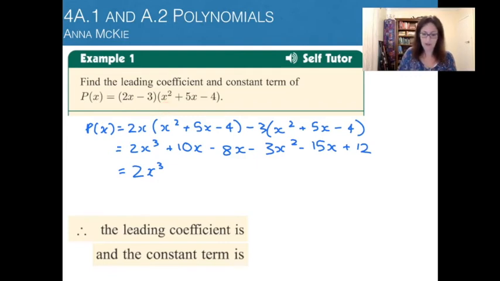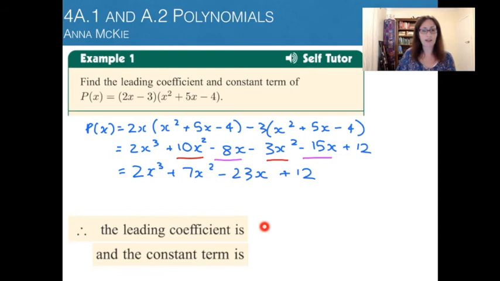Next we would look at the x squared term, and I've noticed that I've forgotten one. This 10 should be an x squared term. So we are left with 7x squared. Next we have x to the power of 1s. We've got -8, take 15, -23x, and our constant term of 12.